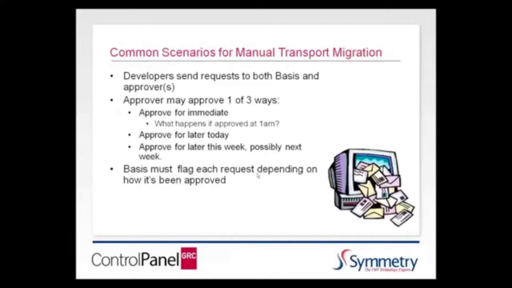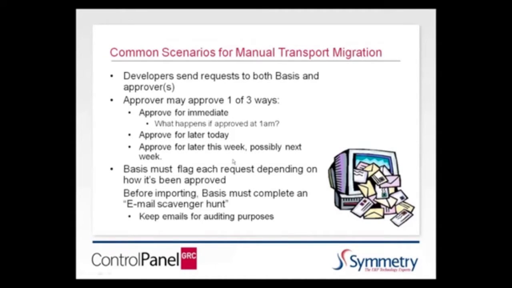So as I have here, basis must flag each request depending on how it's been approved. I like to set up rules. We use Outlook, so I set up rules to have certain approvals go to certain folders and such, and then you need to make sure you set the date on when those need to be imported and put it in your task list. And then before importing, you must complete an email scavenger hunt, is how we refer to it.